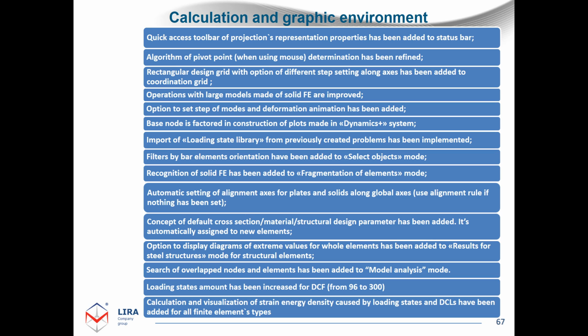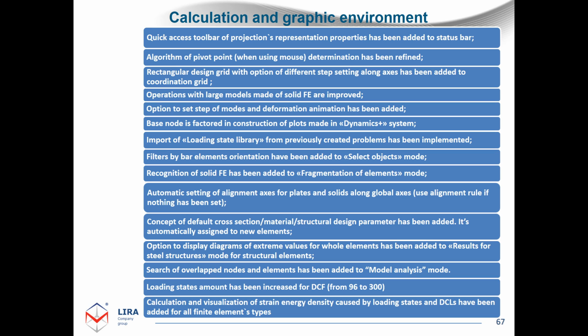After you've created a plate or solid finite element, even if you haven't set up alignment of axis in the corresponding mode, the axis will be aligned by some rule anyway. And for most cases that should be enough. We've added the concept of default cross-section material structural design parameter. It will be automatically assigned to new elements.